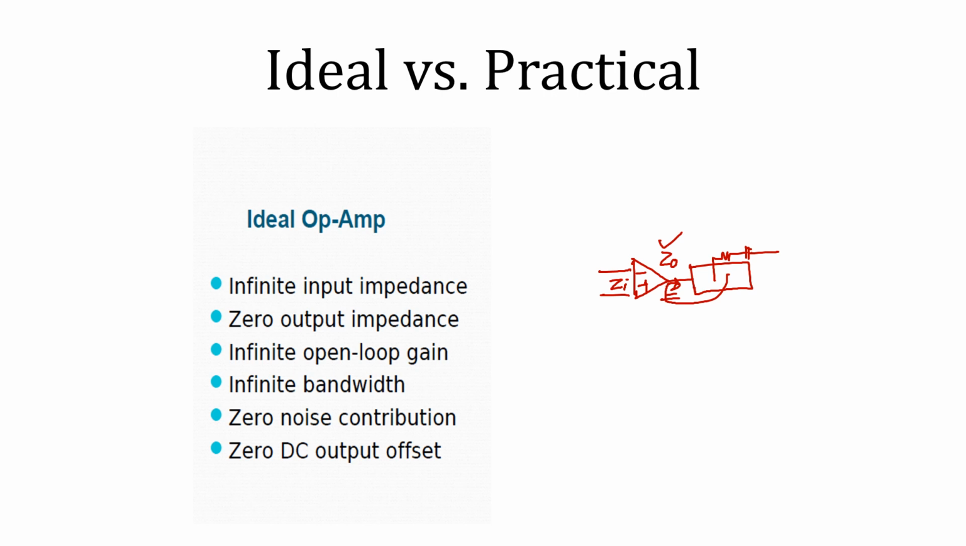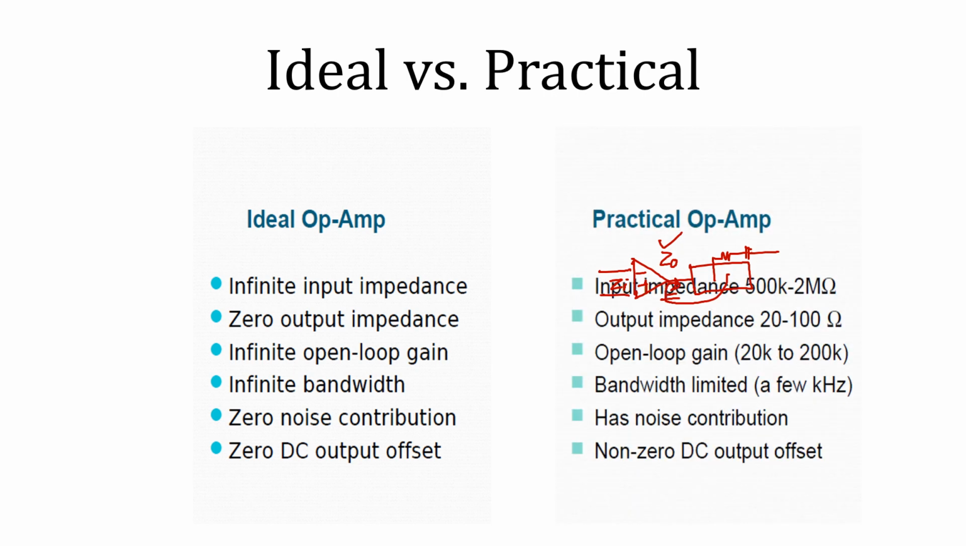So let's see what the practical characteristics of an operational amplifier are. Practically, input impedance is in the range of 500 kilo ohm to 2 mega ohm. It is not infinite. Zero output impedance is not possible, definitely some impedance will be there. If we design a circuit, you can decrease it, but you cannot make it zero.